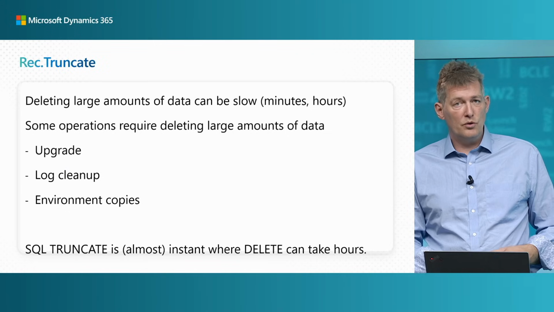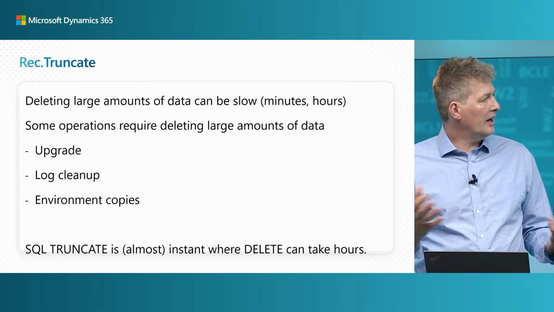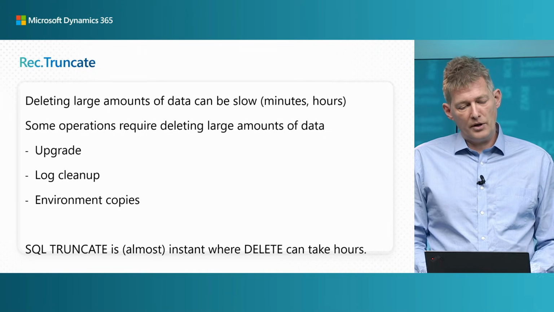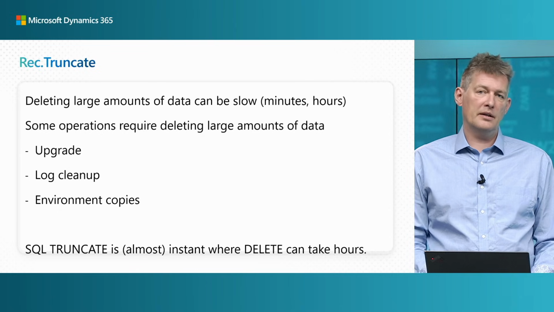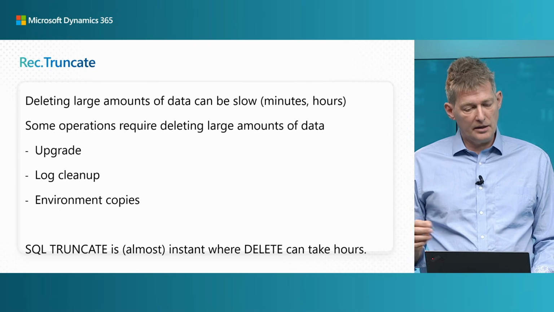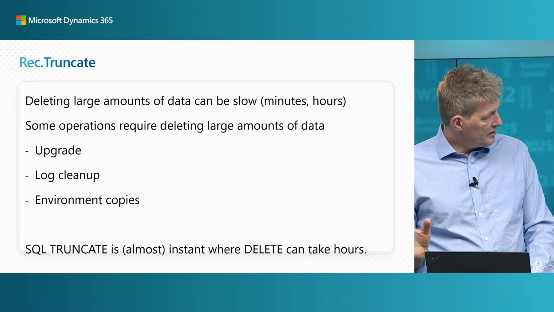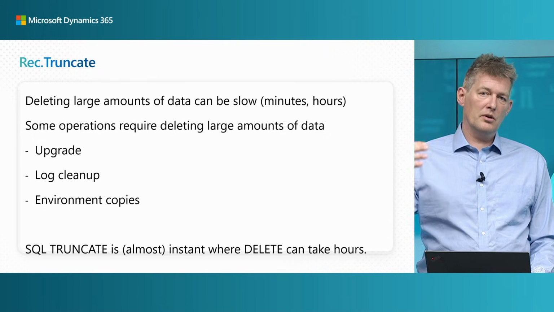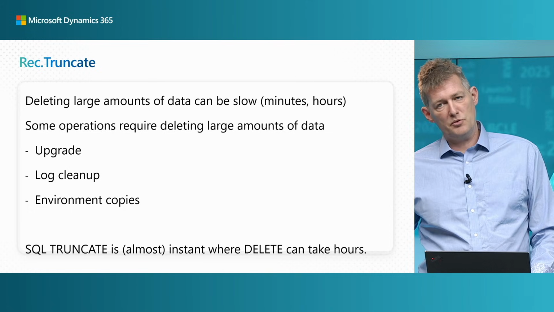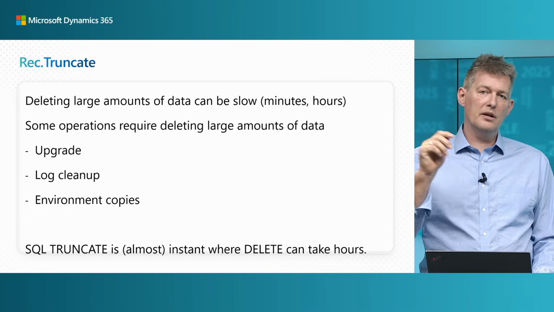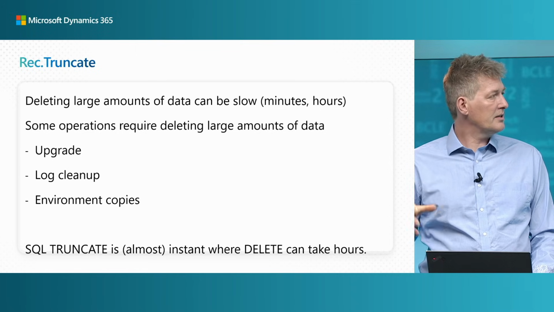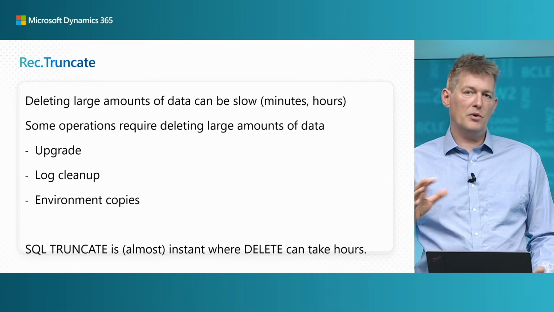Then we introduced a way to delete a large amount of data. This is a new rec.truncate method. Truncate is a SQL method that is much faster than delete. It's not instantaneous. It is actually transactional. Under the hood, the difference between truncate and delete is that truncate will just log the page IDs in the transaction log and not the full row. That's why it's faster.